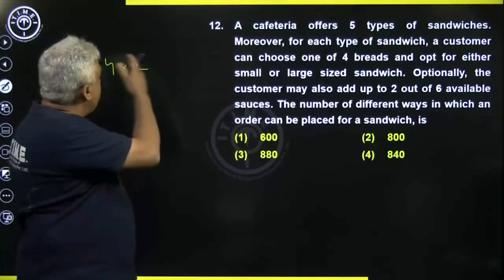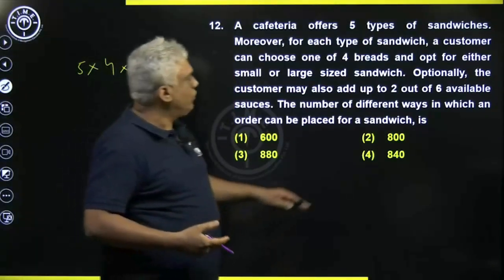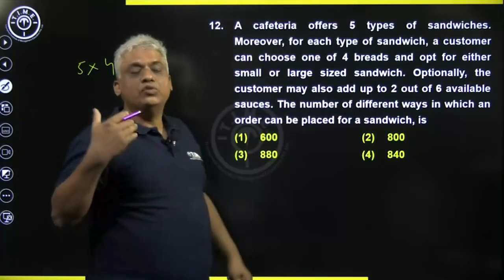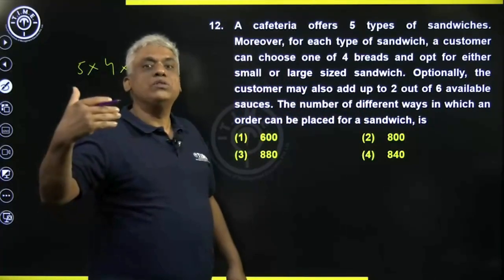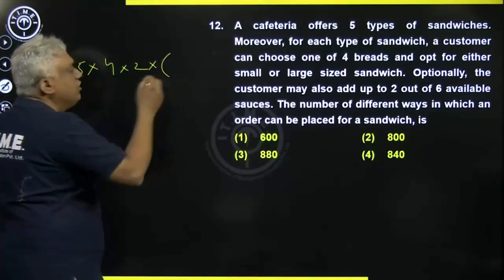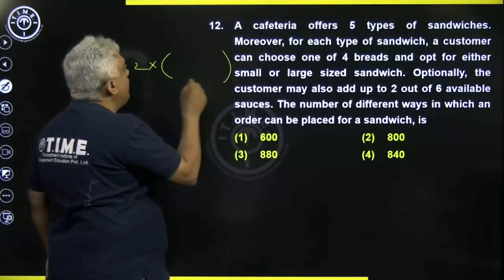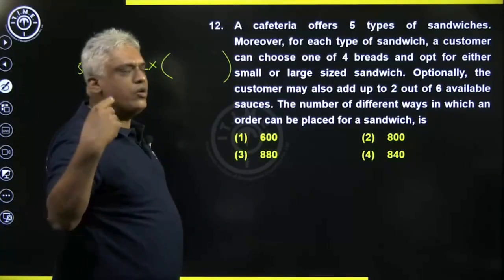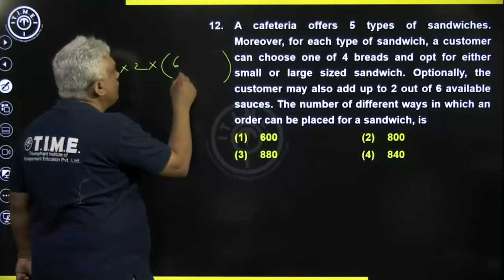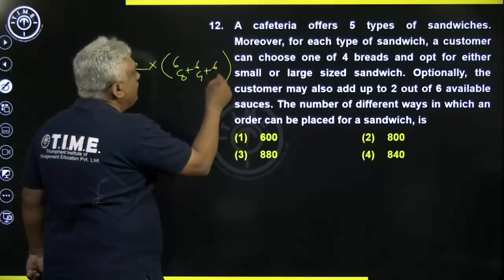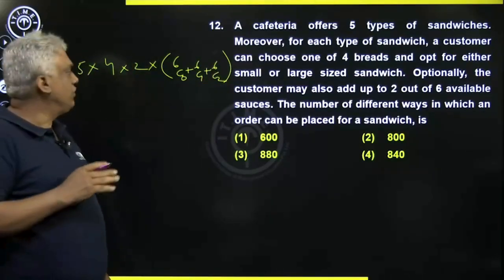Now then for each of this, he can also choose up to 2 sauces out of 6, up to 2. So he can have no sauces, or 1 sauce, or 2 sauces. So how many options for sauces? The sauces we can have up to 2. So he can have 0, 1 or 2. So that means he can choose the sauces in 6C0 ways, plus 6C1 and plus 6C2. So he can choose the sauces in so many ways.